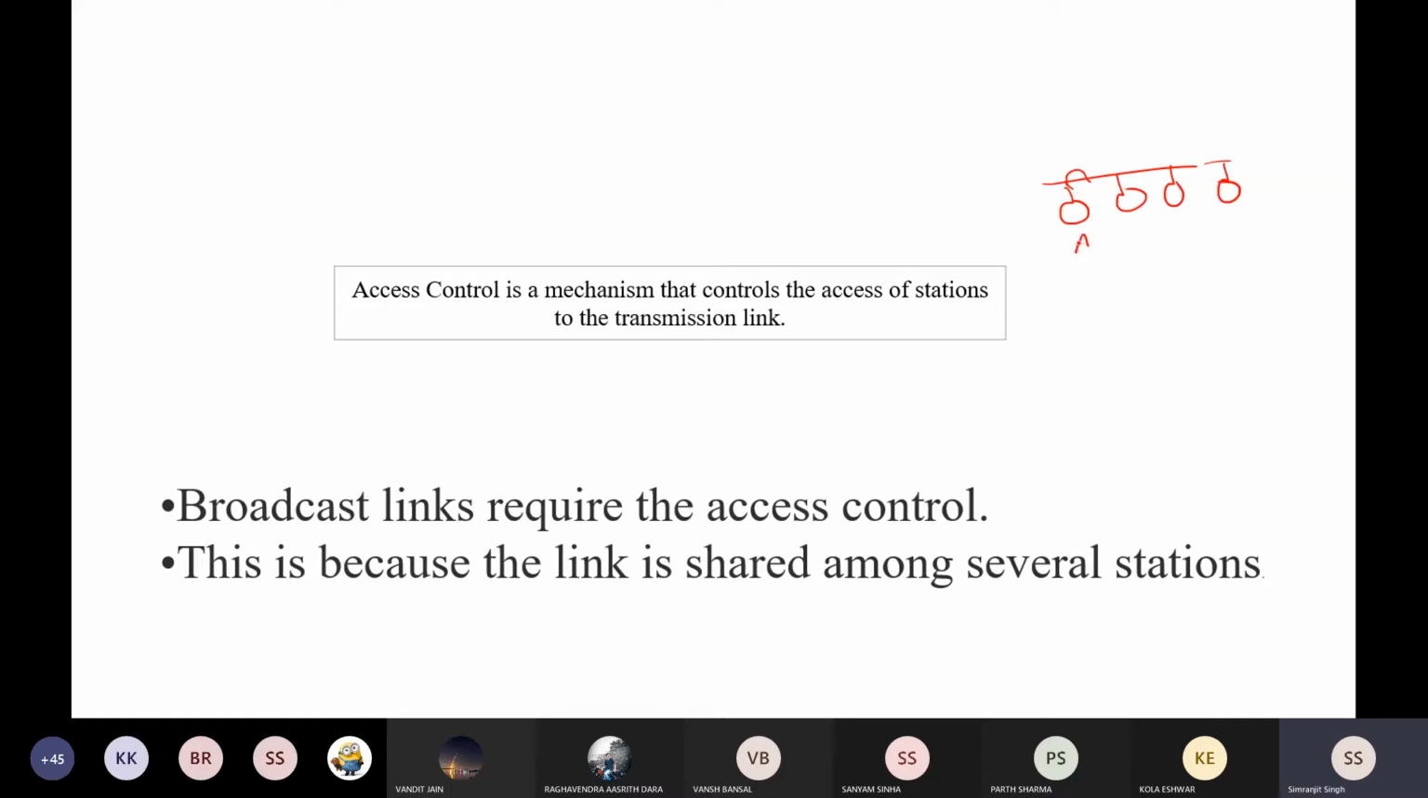Suppose A is sending something. Another station should not send anything at the same time when A is sending. There are ways to ensure that, and I'll tell you how. Broadcast links require access control because the link is shared among several stations. In a point to point link there is no problem, but if the link is shared across many stations, there may be a problem.